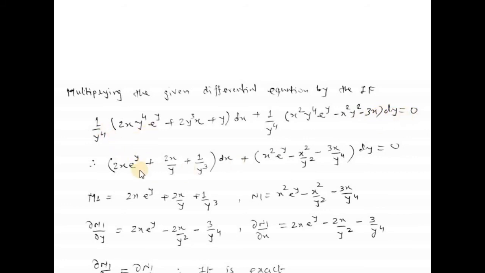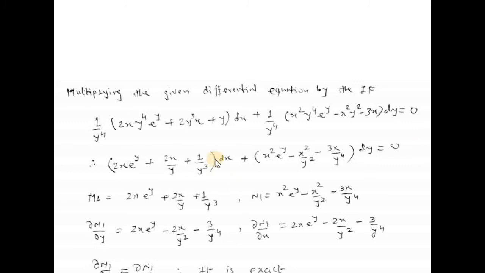So if we simplify it by dividing individually by y raised to 4, it will be 2x e raised to y plus 2x divided by y plus 1 divided by y cube dx, plus x square e raised to y minus x square divided by y square minus 3x divided by y raised to 4 dy equal to 0.